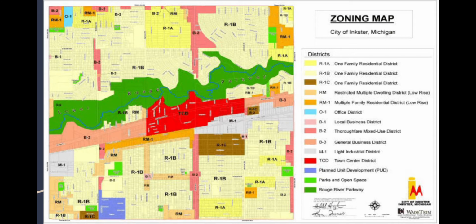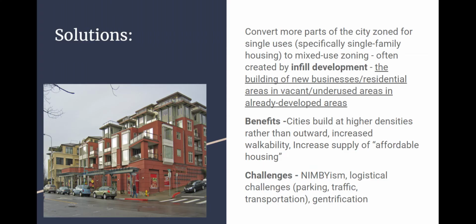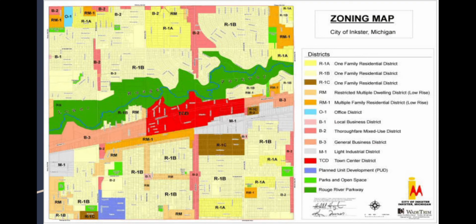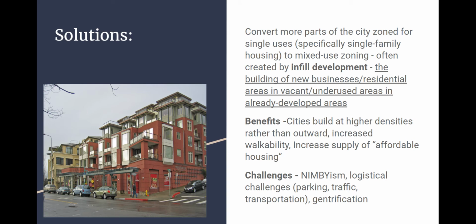So one of the methods that cities can use to grow in more sustainable ways is to convert more parts of the city that are zoned for single uses, like the ones we see here, including what we call single family housing, to mixed use zoning. So making more flexibility within zoning for cities to have multiple things in a certain part of town. And sometimes even like what you see in the picture, where you have a restaurant on the bottom and apartments on the top, that idea of having multiple uses in one plot of land.